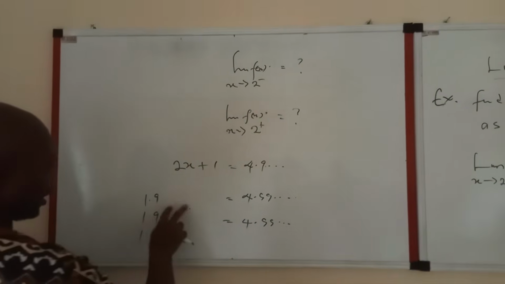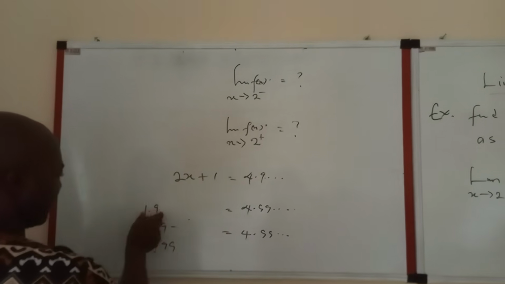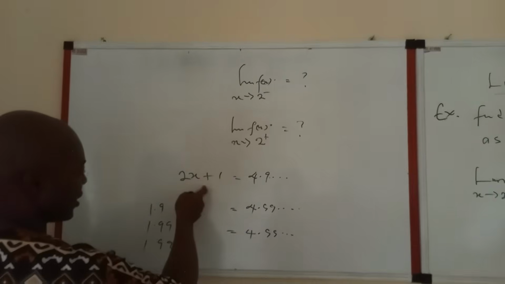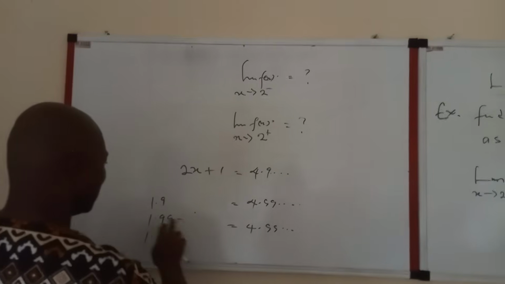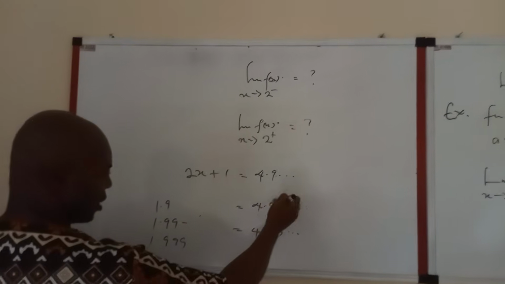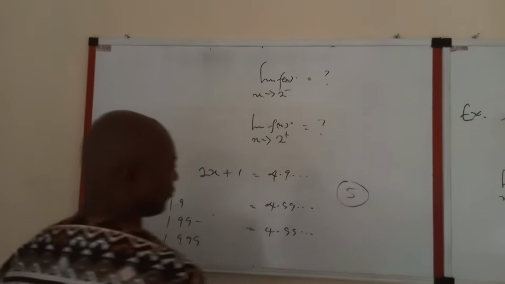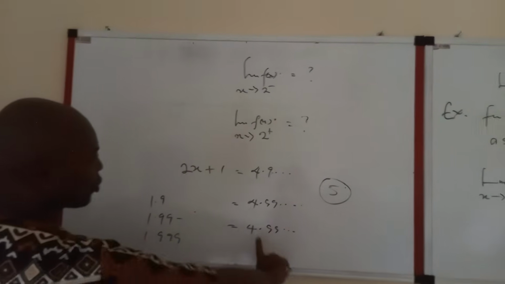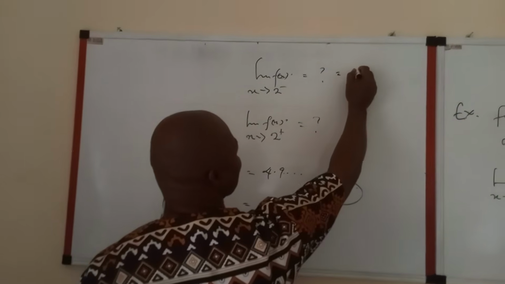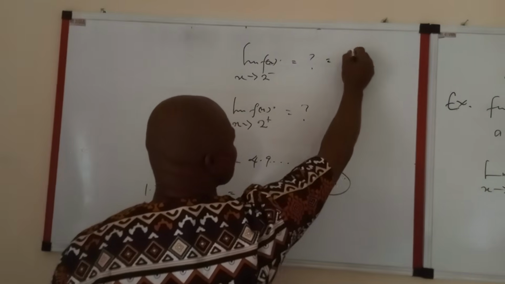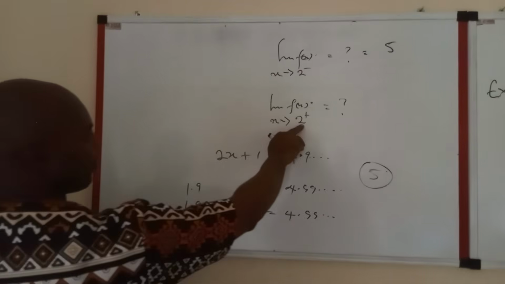So from the left, if you use these values, as I've earlier stated, 2 times this gives about 3.9 something, plus 1 will be 4.9. And if you use your calculator, you see that all of them are tending towards a particular point, say 5. Approximately 5. So it's tending towards the point, and the point here is 5.